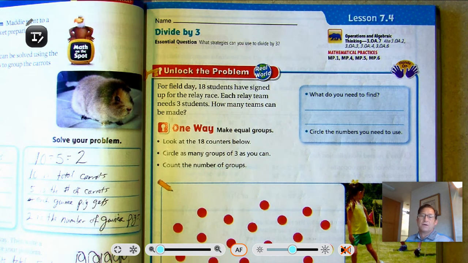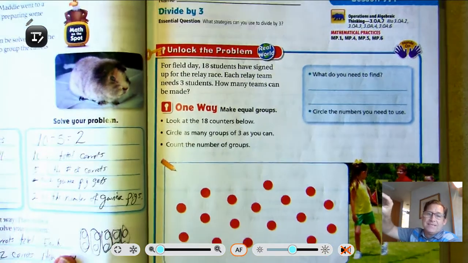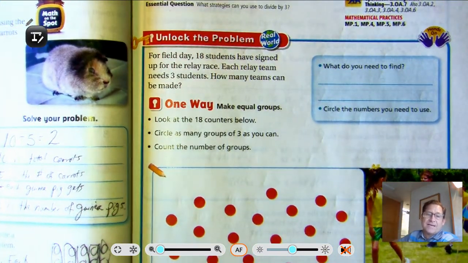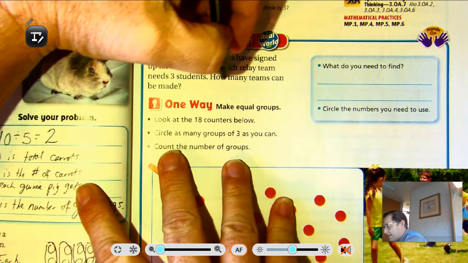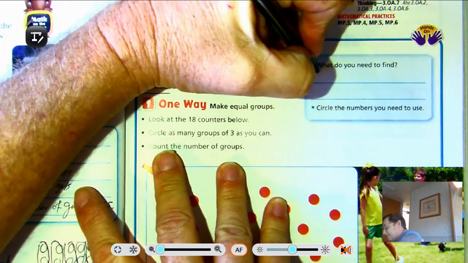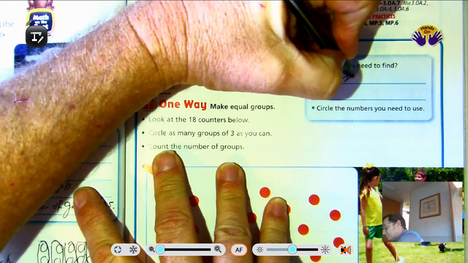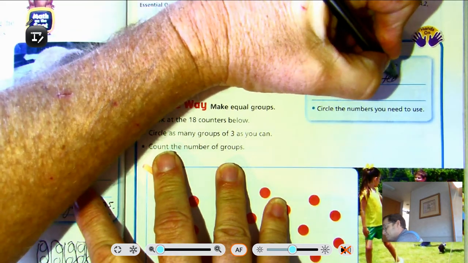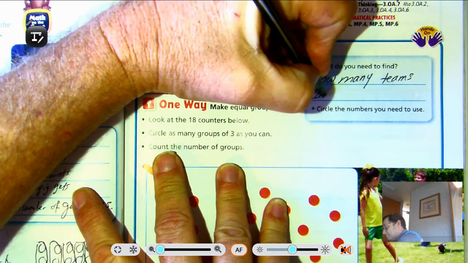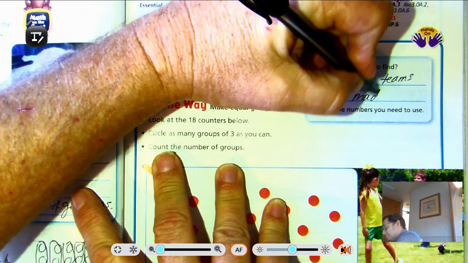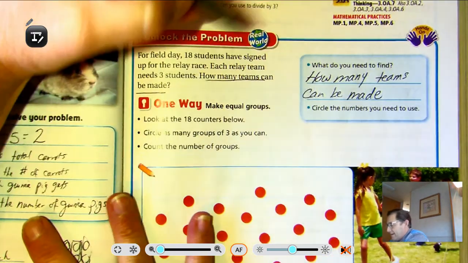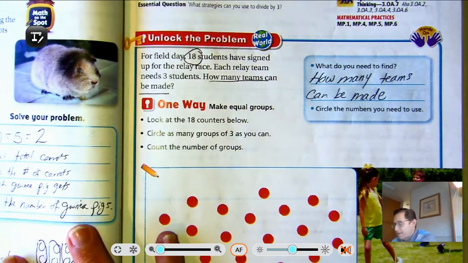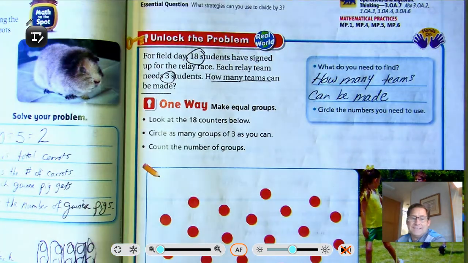So let's go ahead and look at the unlock the problem. For field day, 18 students have signed up for the relay race. Each relay team needs 3 students. How many teams can be made? Okay, well, what do we need to find? We need to find how many teams can be made. We know that there are 18 students total, and you need 3 students for a team.